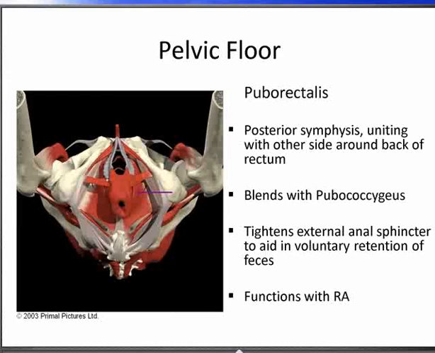Puborectalis posteriorly goes from the posterior symphysis, uniting with the other side around the back of the rectum, and it blends with pubococcygeus. It's a muscle that tightens the external anal sphincter to aid in voluntary retention of feces. So when you gotta go and you gotta hold it, this is the muscle that does that for you, puborectalis. One of the clinical factors is that it functions with rectus abdominis. So when you activate rectus abdominis, you're also activating the puborectalis muscle.